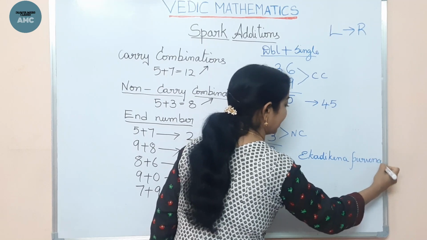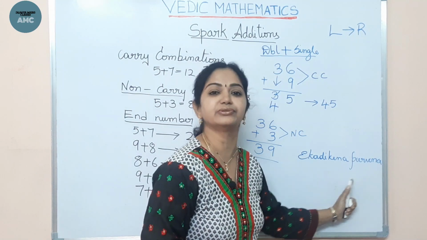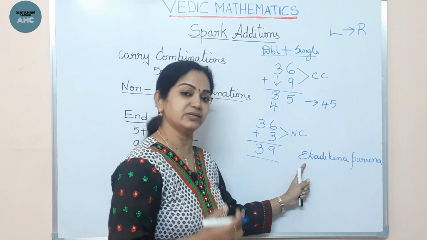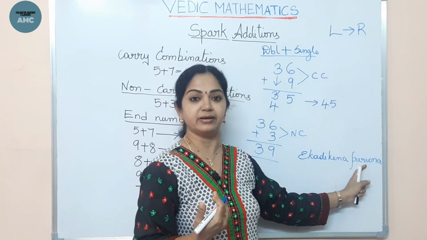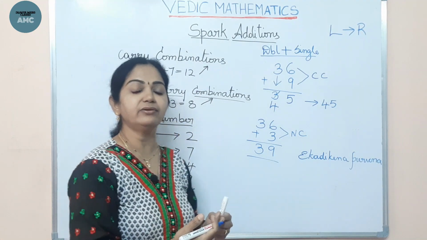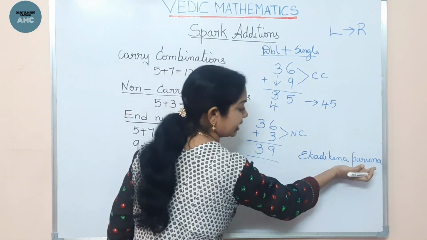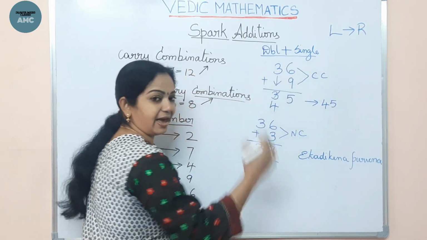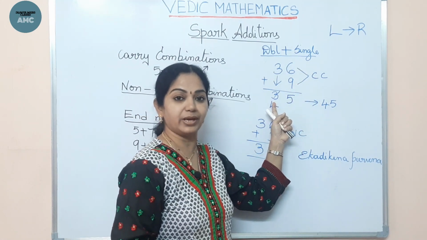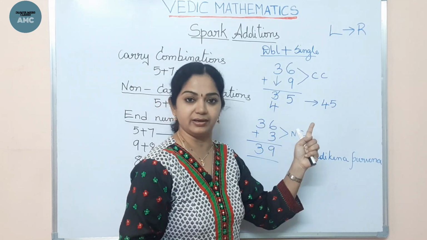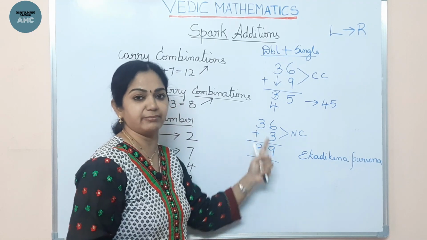This looks very simple, but this sutra is involved in higher order mathematics. Everywhere we keep on using this. What does this mean? Eka means 1, Adhikena means increasing, Purvena means to the before number. This is a Sanskrit word. It means you have to add 1 to the before number. So when do you do this Ekadikena Purvena? When it is a carry combination. When the next digit is a carry combination, you do Ekadikena Purvena, that means you are simply adding 1. If it is a non-carry combination, nothing, we are just writing the same numbers as they are.